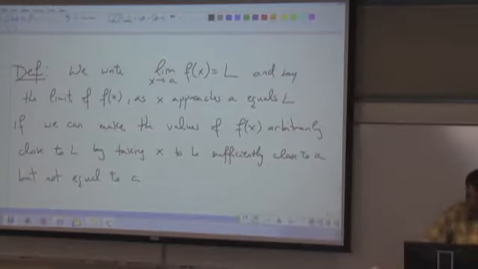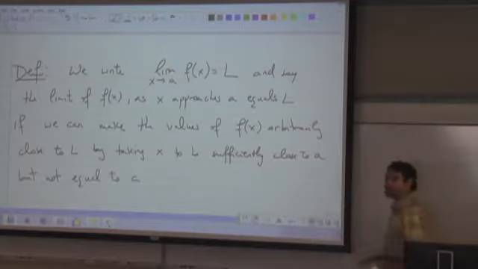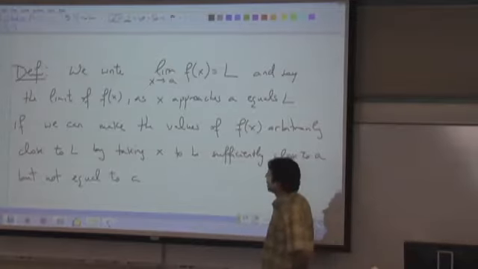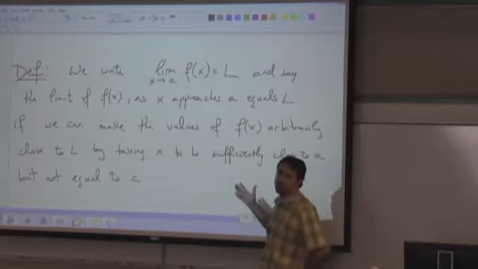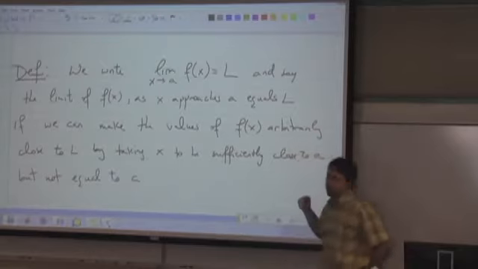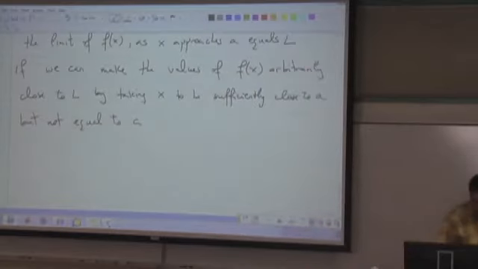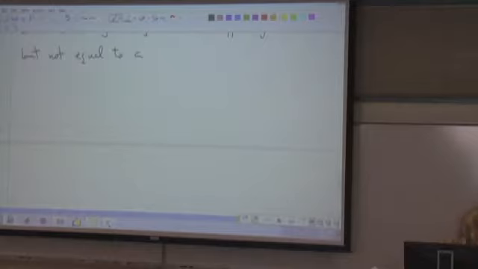So the idea about limits is the following. What we're really interested in is the behavior of f near a, not actually at a, which basically says, if I look at a few graphs, let's say I have this function, this is a, this is capital L. What is the limit as x goes to a of f of x?